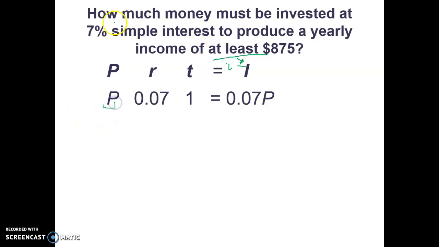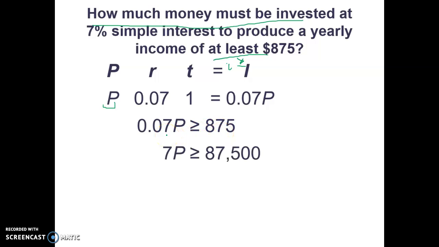That's what it's asking us. How much money must be invested? We know the interest rate is 7%, 0.07, and we know the time is 1 year, and we know that we want it to be equal to at least $875. So we want 0.07p to be greater than or equal to 875. When we solve for p, we find out that our principal must be greater than or equal to $12,500.